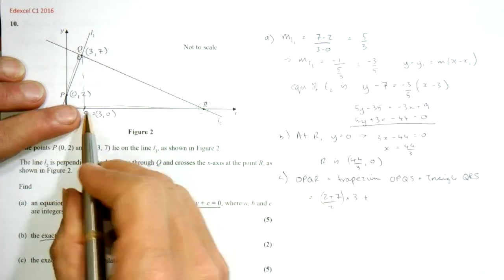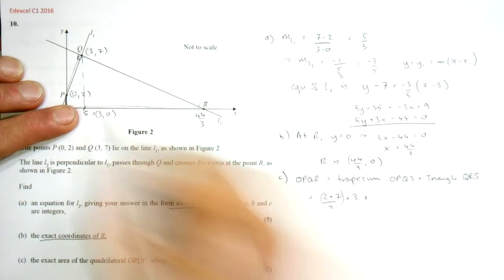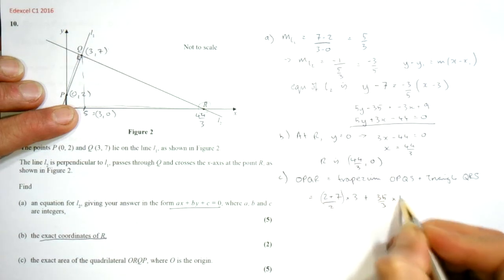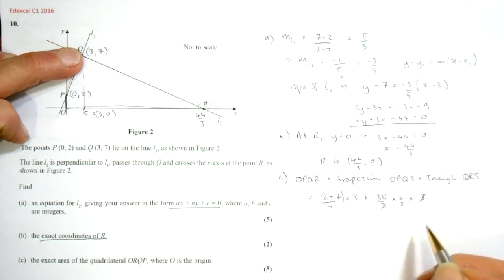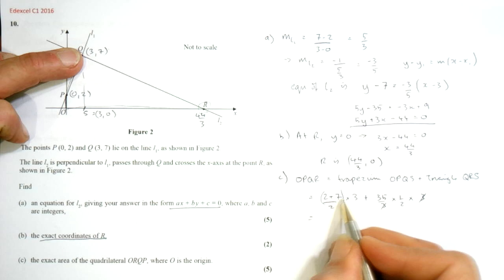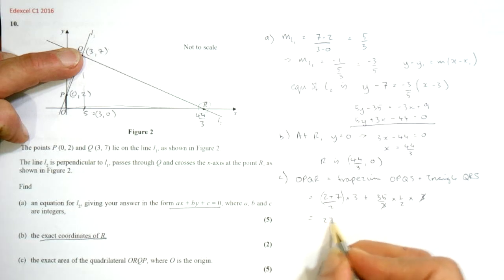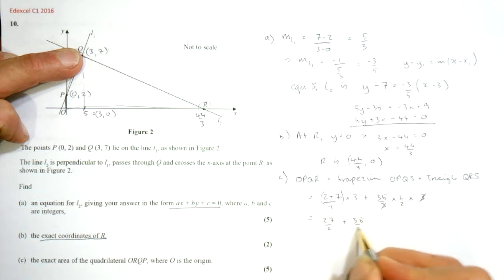And the triangle has got a base of 44 over 3, take away 3, which is 35 over 3, times a half, times the height, which is 3. So that 3 and that 3 cancel, and we've got 2 and 7 is 9, divided by 2 times 3 is 27 over 2, plus 35 over 2, and that's equal to 31.